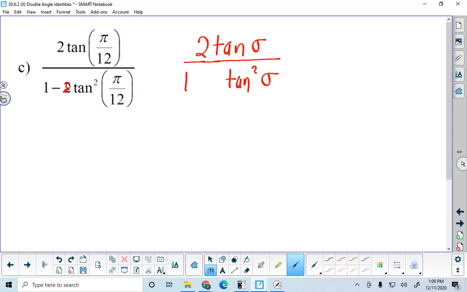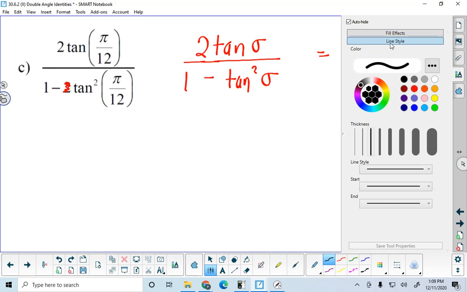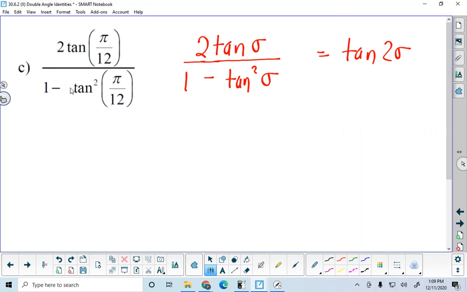So there is something on your formula sheet that says 2 tan sigma over 1 minus tan squared of sigma is equal to tan of 2 sigma. Can you verify that that's the correct identity, what I have written in red? Okay, good. Let me just fix that other thing. So there should be no 2 here. It should just be tan.